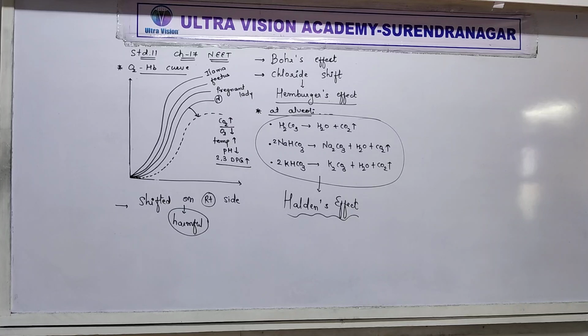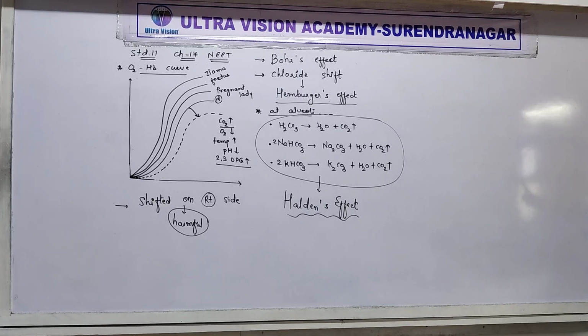Now think about it: once Haldane's effect happens, CO2 is expelled into the alveoli and then the alveoli expel the CO2 into the atmosphere. Now O2 is more, so oxyhemoglobin is more, and this oxyhemoglobin containing blood can reach the tissue. It is dissociated. That is Bohr's effect.